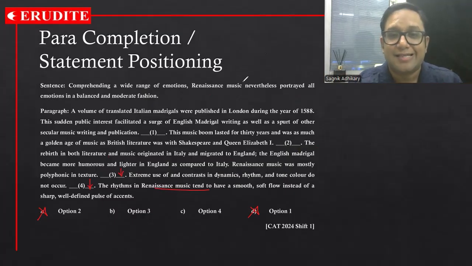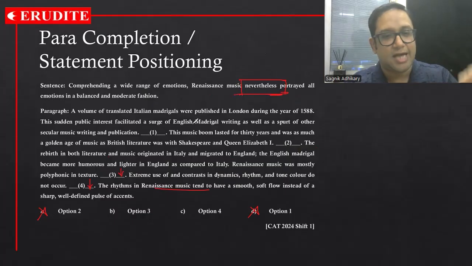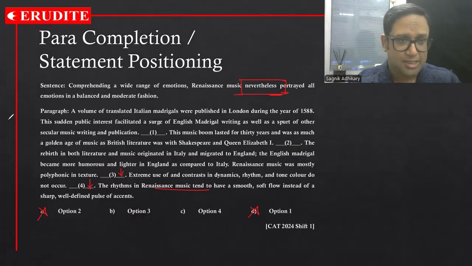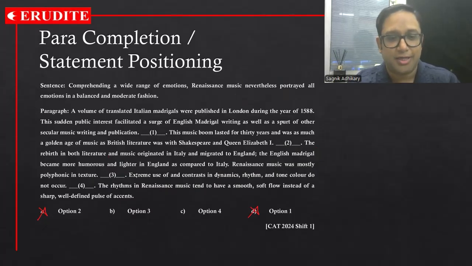Here, we will realize that it is this word, nevertheless, the change of argument word, which comes to our help. If we look at the sentence after blank 3, it says, extreme use of and contrasts in dynamics, rhythm, and tone color do not occur. This says that basically, in essence, Renaissance music portrayed all emotions in a balanced and moderate fashion. So what is mentioned here, Renaissance music portrayed all emotions in a balanced and moderate fashion.